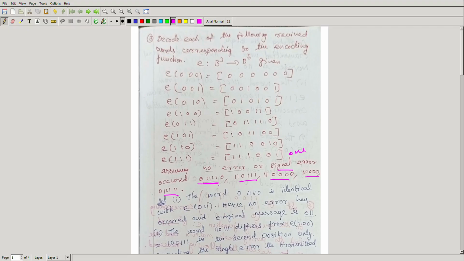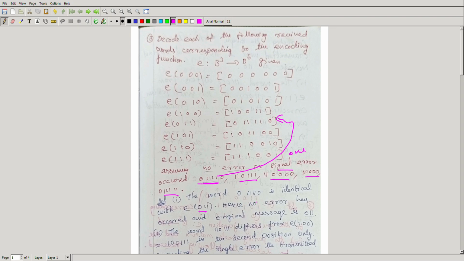First we'll check this one. 0 11 410, where it matches exactly 0 410. So where is it exactly? This one, right? This is the value. So 011. So the original message for this code word is 011. So how to write the answer? The word 0411 410 is identical with the original code E011. Hence no error has occurred, because no error or one error is accepted for the original message. Therefore the original message is this one, 011.